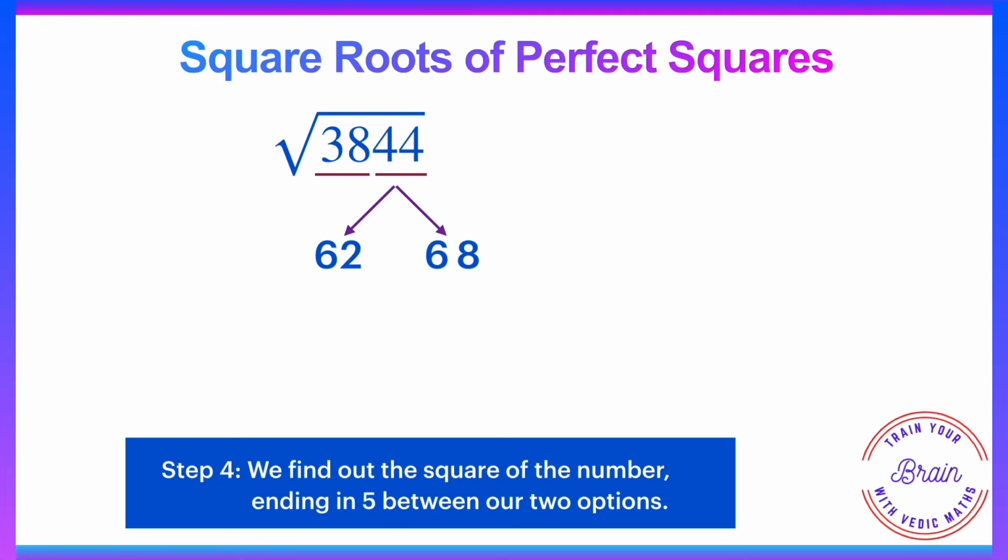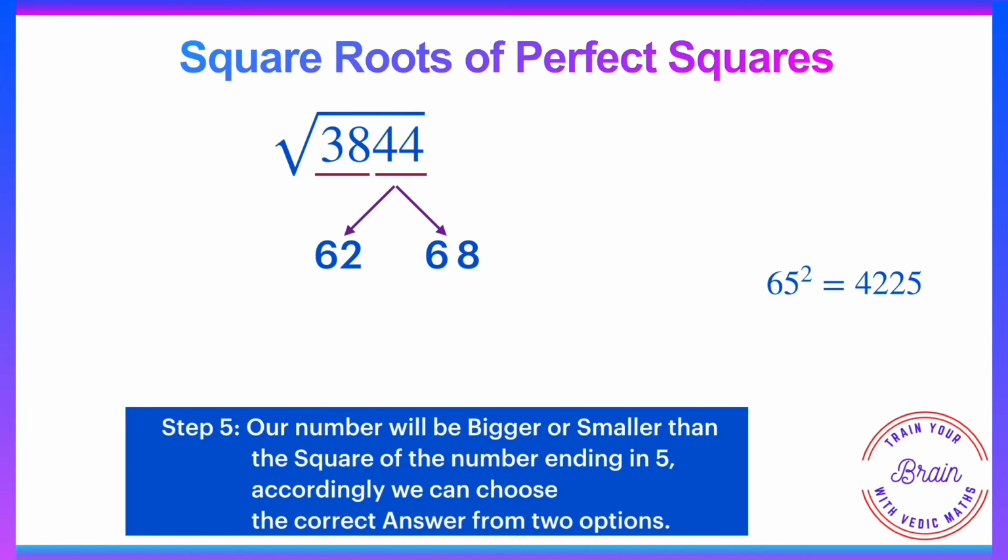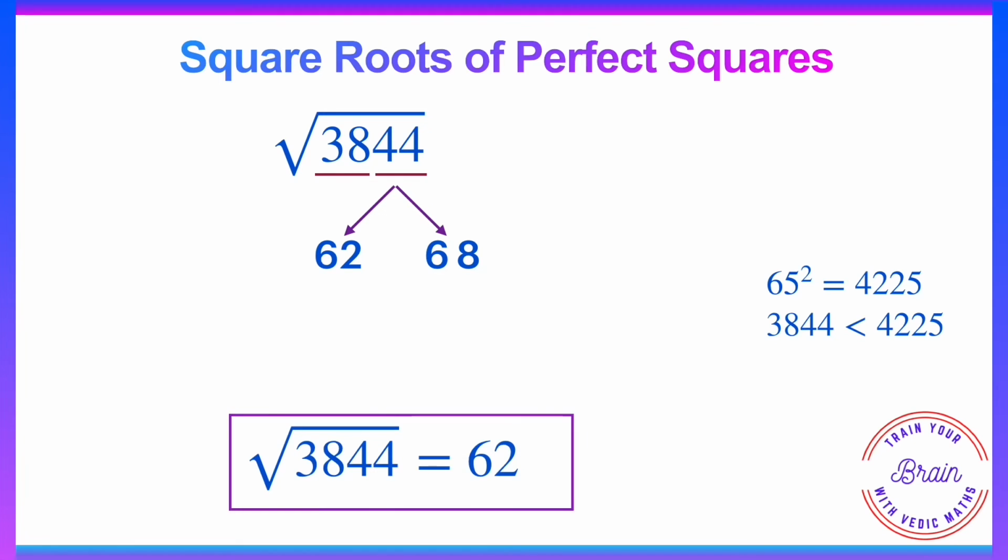We find out the square of the number ending in 5 between 62 and 68. Square of 65 is 4225. 3844 is less than 4225. So the square root will be less than 65. So the answer is 62. Square root of 3844 is 62.